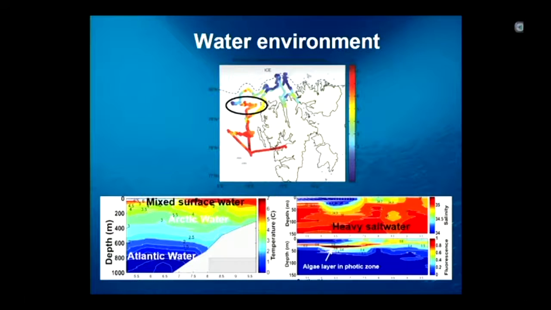So we have looked into the water environment. We have tracked, in this bubble up there, the transect. We have tracked the Atlantic warm water that is pumping a lot of heat and production inside the Arctic Basin.